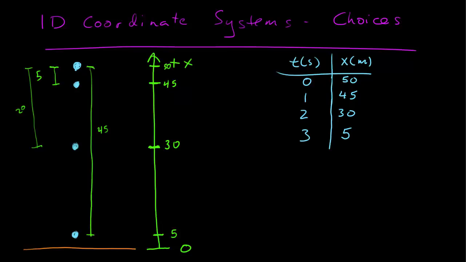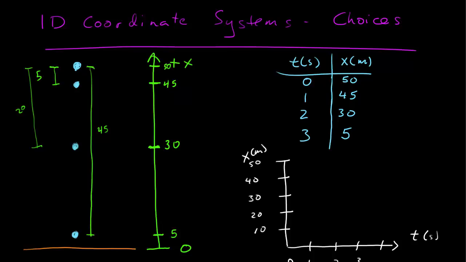Now I could graph this data. Here I've made a graph of x versus time, and at 0 it was at 50, and at 1 it was at 45, so sort of halfway between there, and 2 was at 30, so that was here, and then 3 was 5, it was down here. And so I could draw a curve through that data if I wanted, and it would look like this. This is the tabular and graphical representation of that data given this choice of coordinate system.